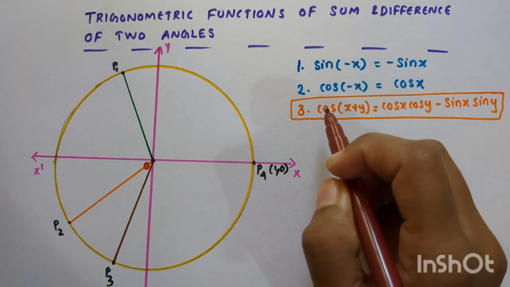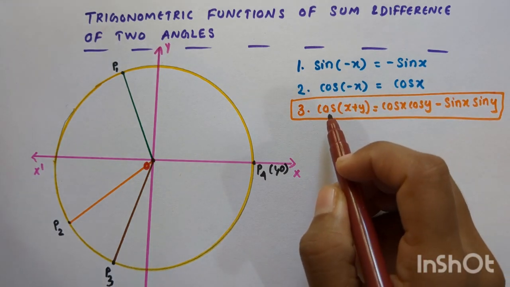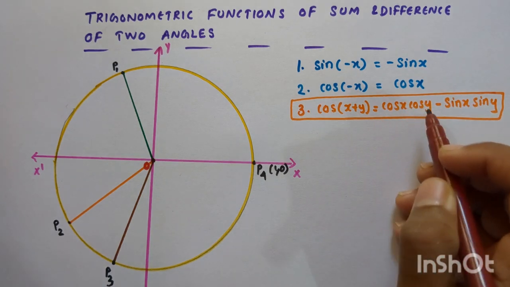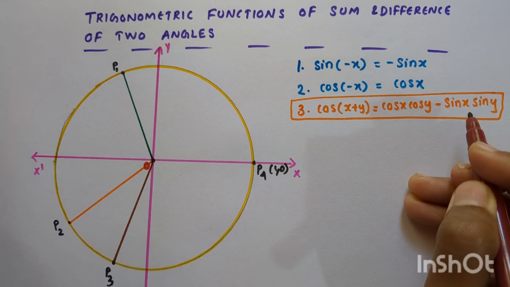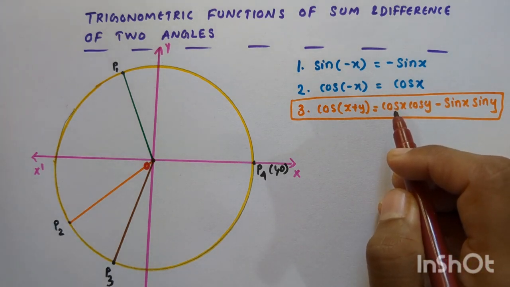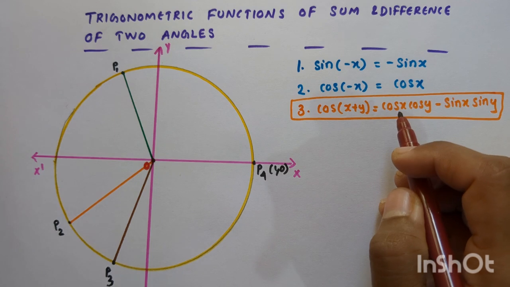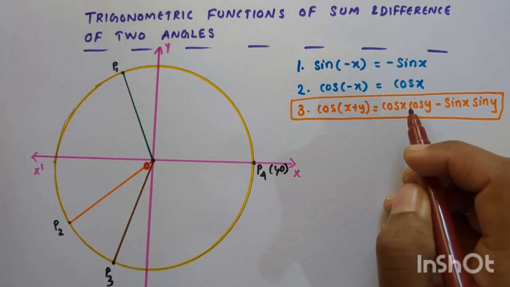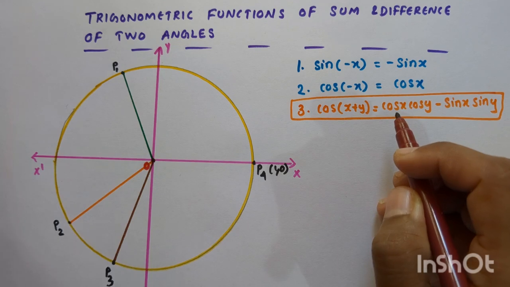In this video, we will be discussing the proof of the third trigonometric identity, that is cos of x plus y is equal to cos x cos y minus sin x sin y. We will be discussing the proof of this identity in this video, and the proofs of all other trigonometric identities will be discussed in the next videos, which will be available in the playlist.